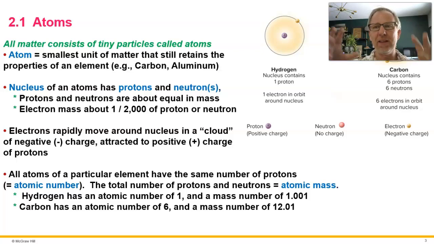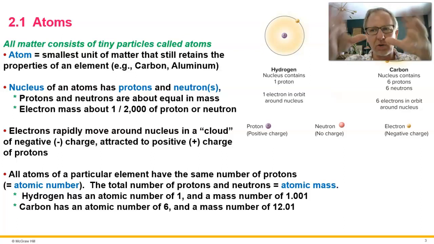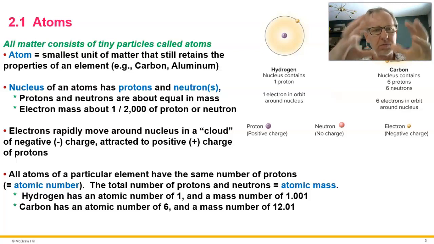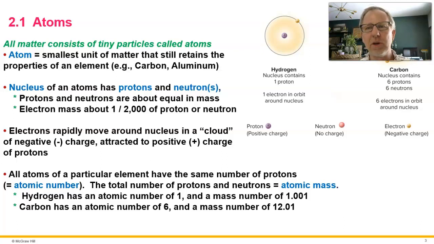So they're really small, and they surround the nucleus. They're kind of far away from the nucleus, and they're swirling around the nucleus in a cloud of electrons. So that's a sort of picture to have in your head. The protons in the middle have a positive electrical charge, and the electrons have a negative charge. So they're attracted to each other. Positives and negatives attract. The neutrons in the nucleus don't have any charge. They are neutral.